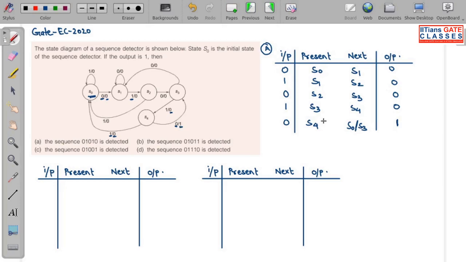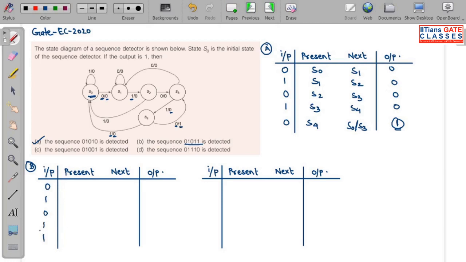Actually the answer provided by the official IIT Delhi key is option A as the correct answer. You can see this is the ambiguous state, but your output is 1, so it does not matter. Now let us check option B. I will do only option B, then you can check options C and D yourself. You will not find the output as 1 when this input sequence is followed in option B. The input sequence given for option B is 0, 1, 0, 1, 1.